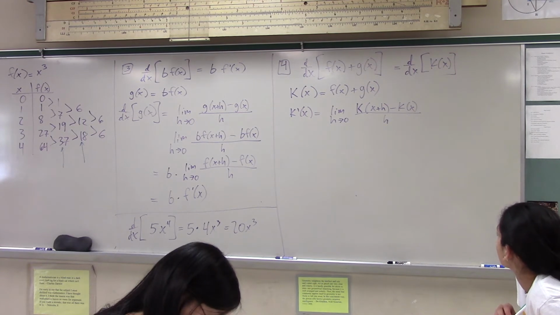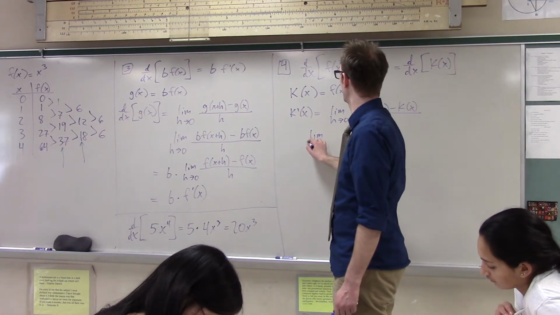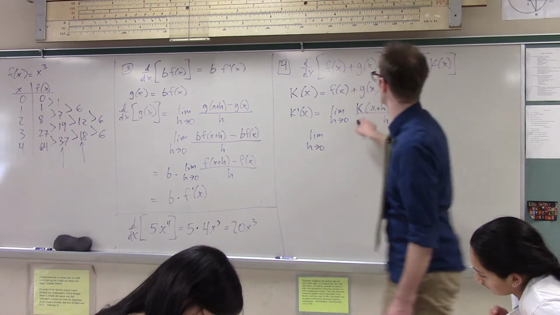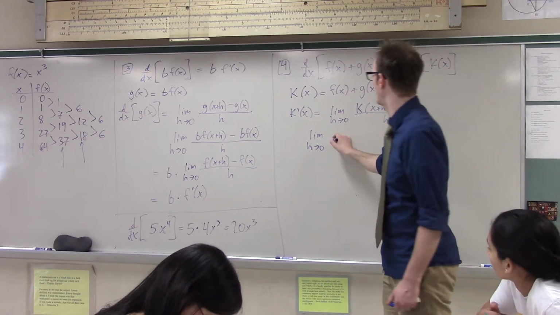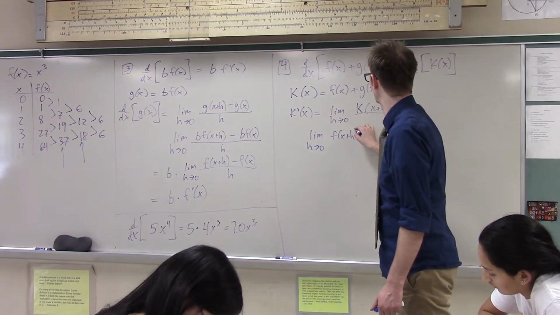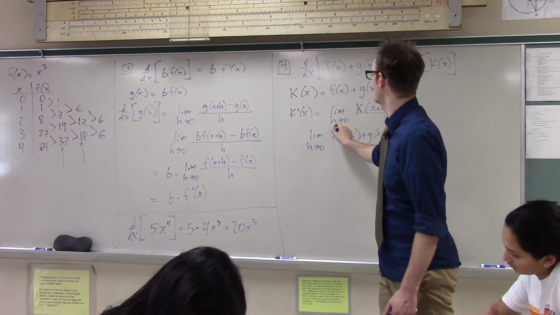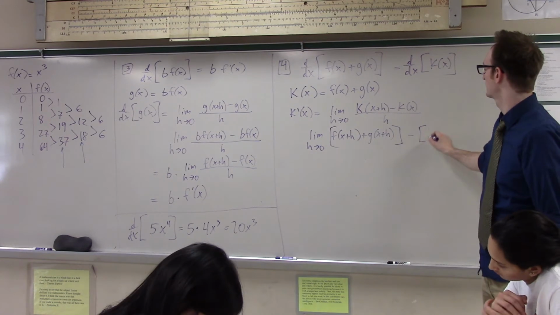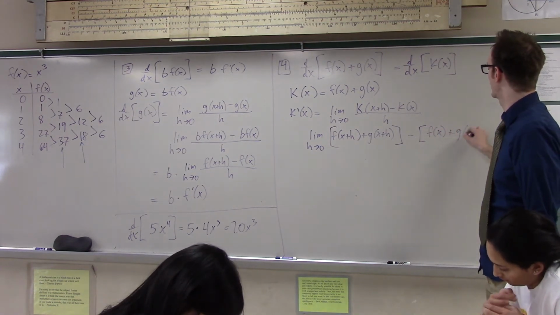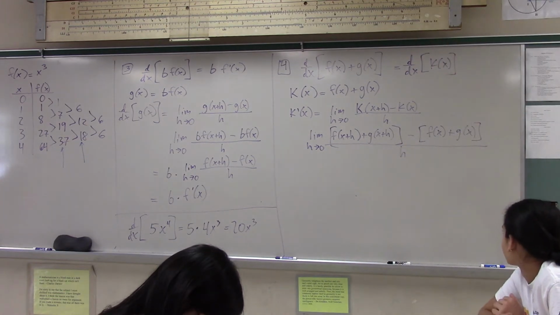What do I do now? Now use the definition of K. K of x plus h is, by the definition of K, just f of x plus h plus g of x plus h. And then minus K of x, which is f of x plus g of x. Everybody with me? This is not that hard, right? It's kind of theoretical, but pretty easy.